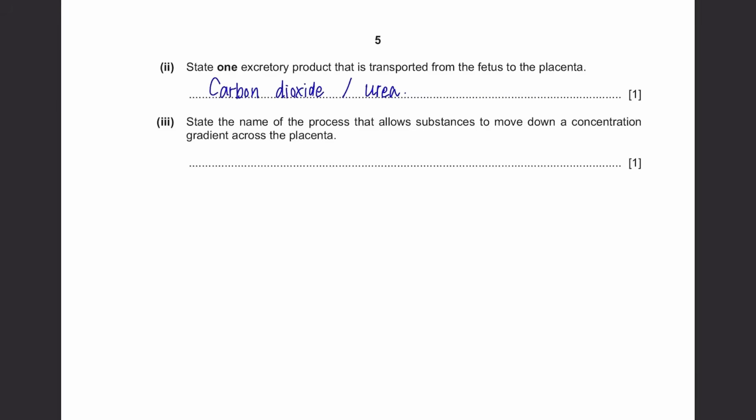State the name of the process that allows substances to move down a concentration gradient across the placenta. Substance moving down the concentration gradient, it's called diffusion.